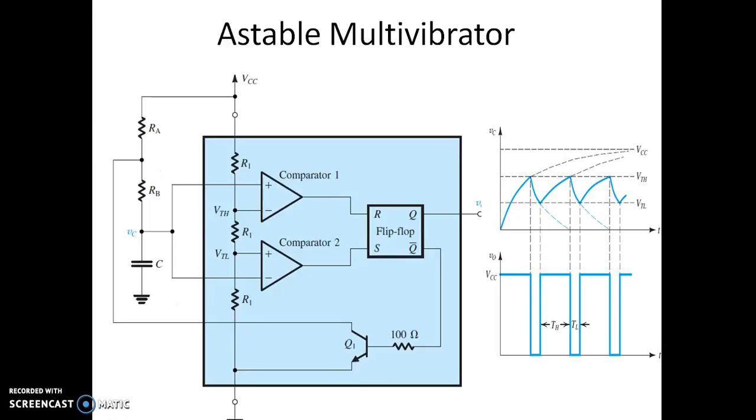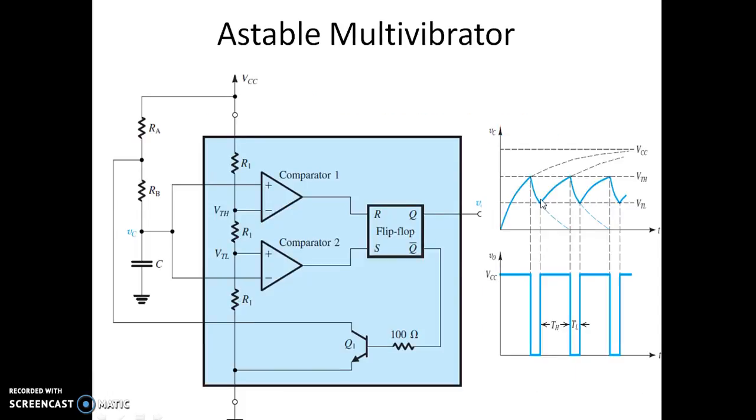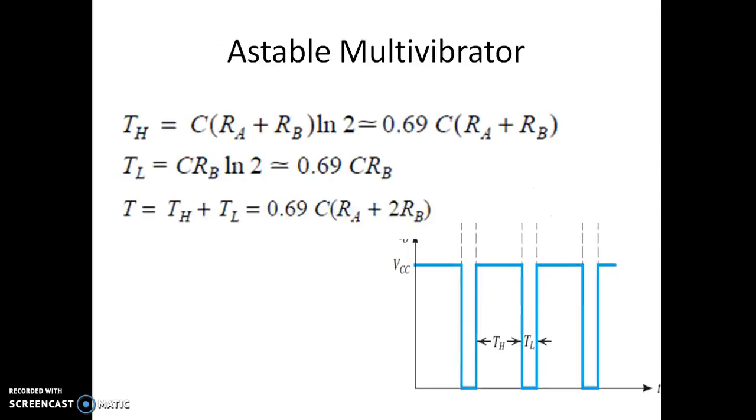Let us have a look at the astable multivibrator. Now the name itself indicates that none of the states are stable here. We have the circuitry RA, RB and capacitor. Now this capacitor charges to VCC through RA and RB, and when the capacitor wants to discharge, it discharges through RB and the transistor Q1. So it is charging to VTH and it goes down till VTL, and this will keep on continuing as long as the power supply is on. The other name for this circuit is free-running oscillator.